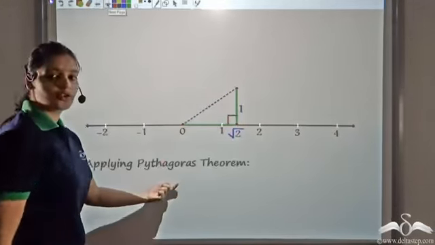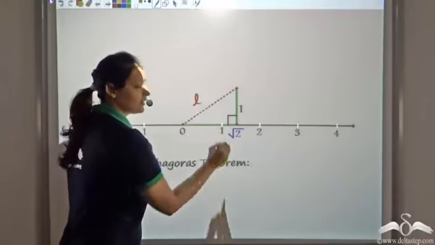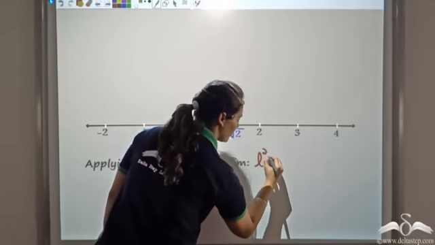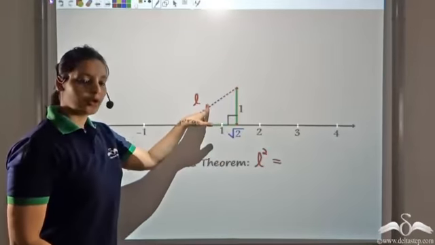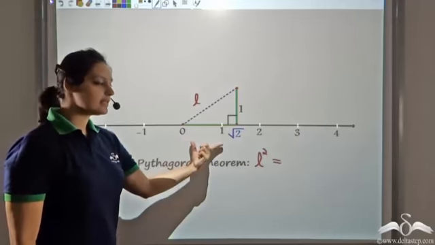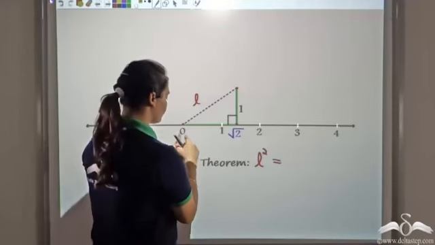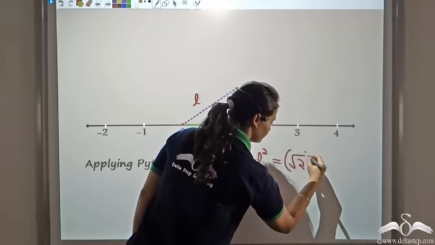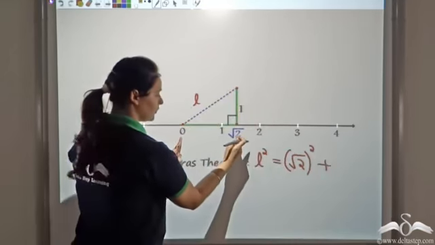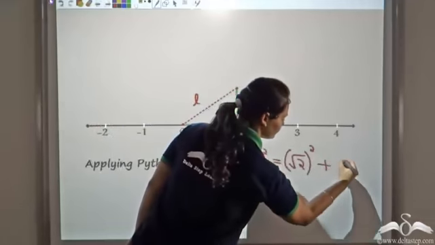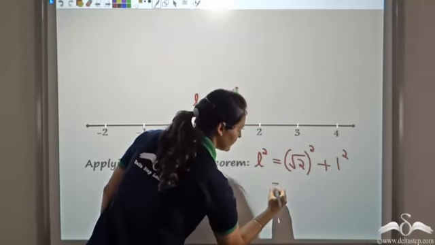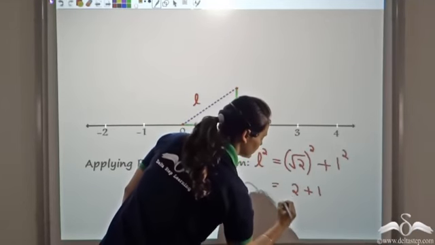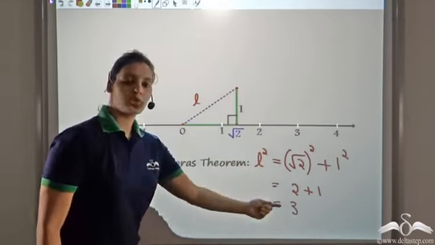Again, applying Pythagoras theorem, I can find the length of this purple line, which is L. So L square would be, hypotenuse square is sum of squares of the other two sides. So this would be under root 2 square plus this is under root 2, this is 1. So what I get is under root 2 square is number 2 plus 1. This is 3. L square is 3.